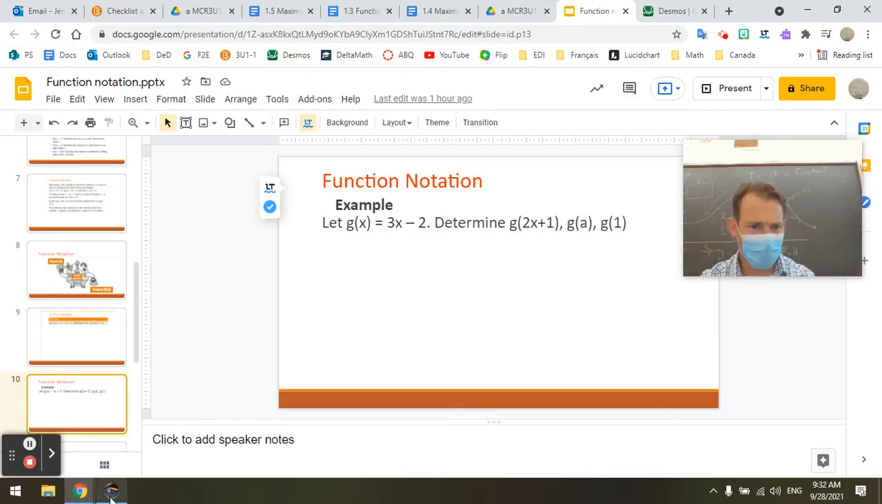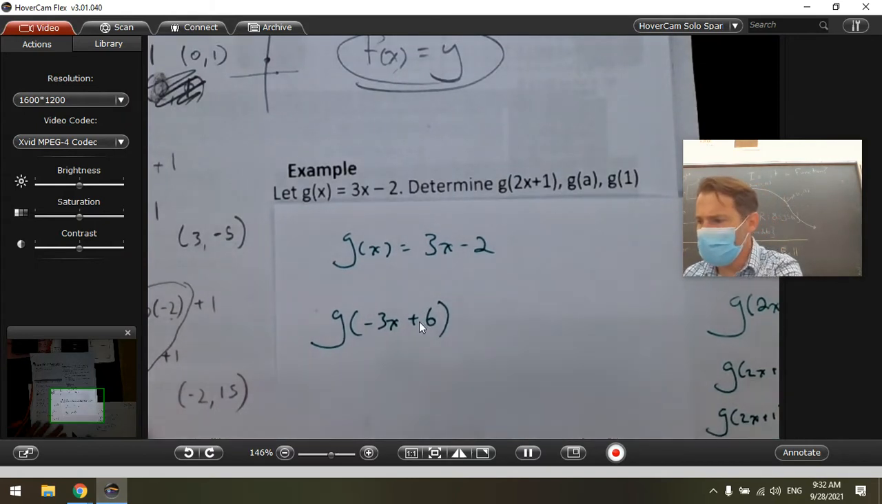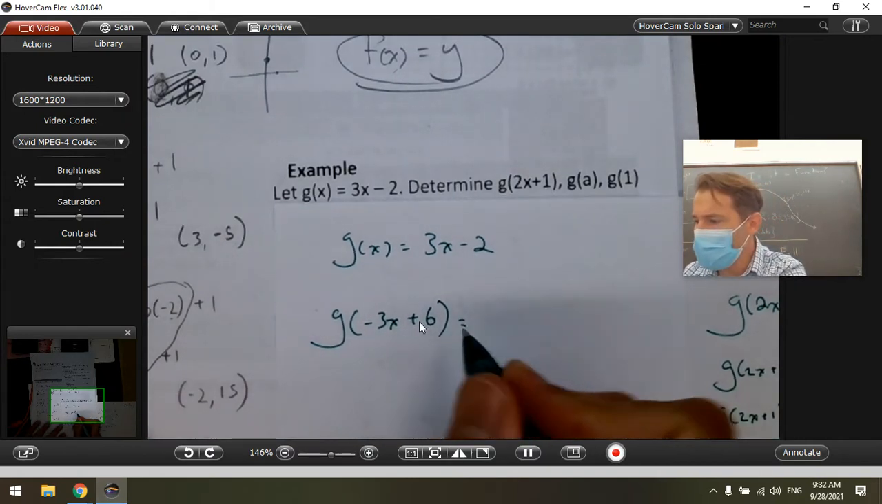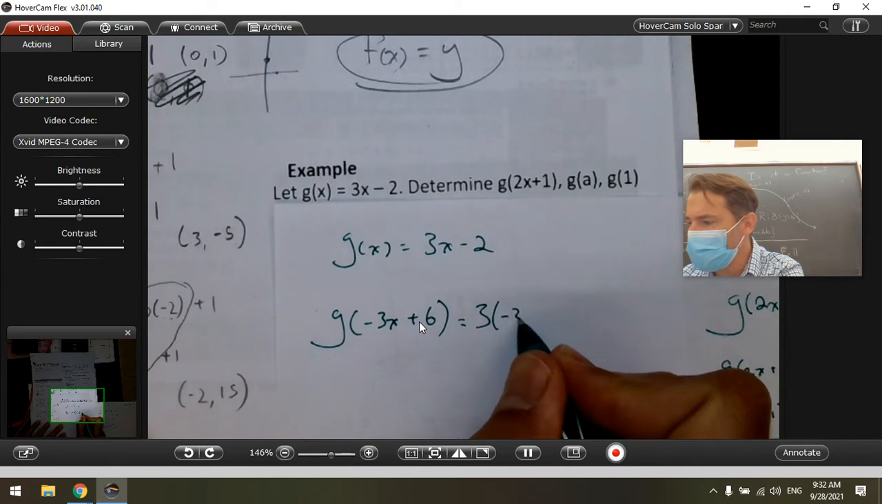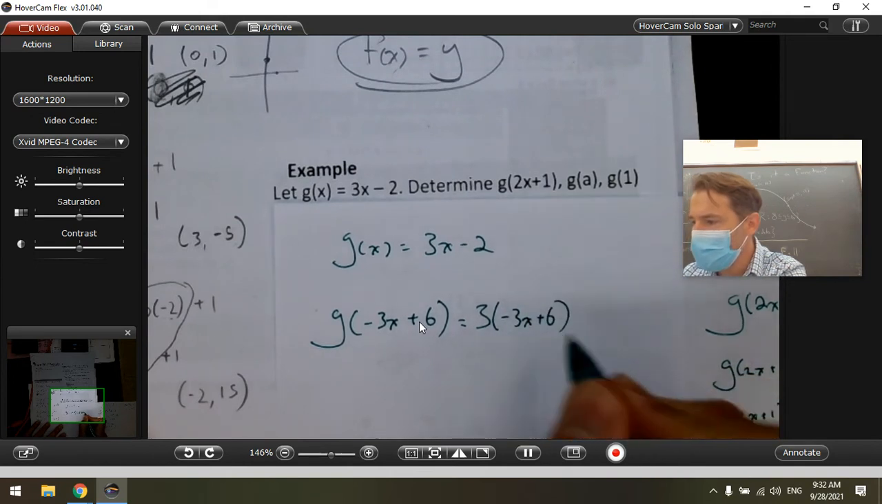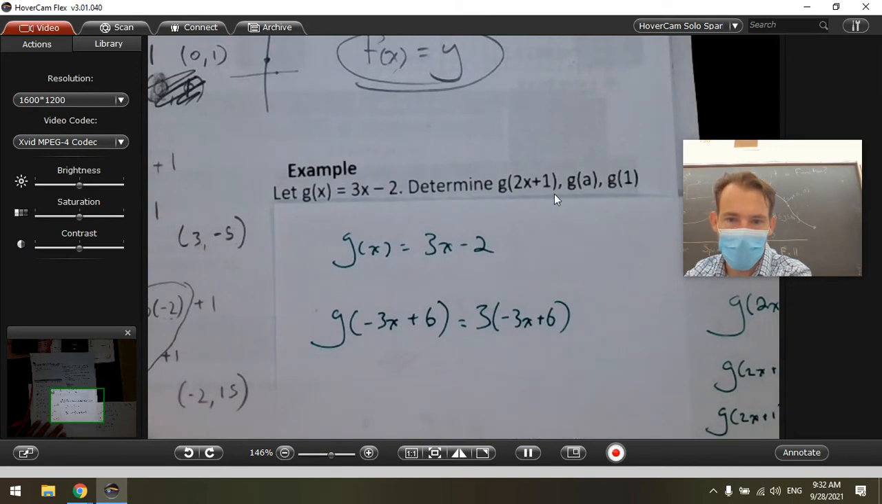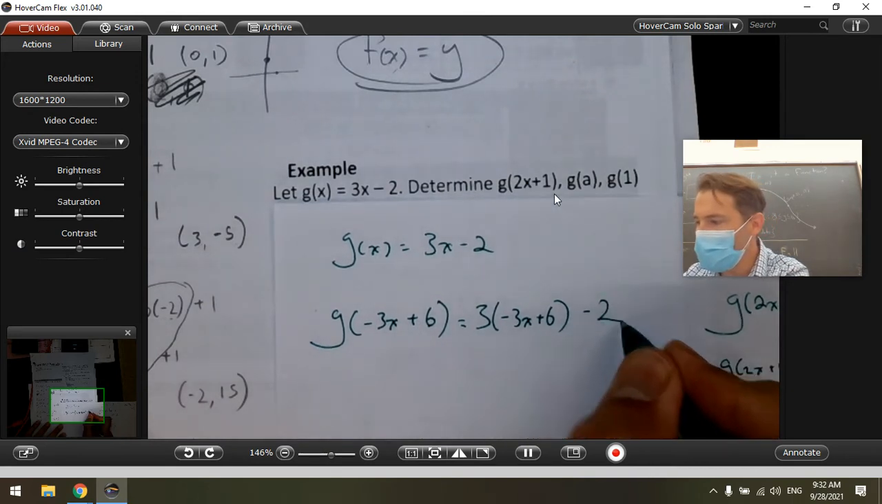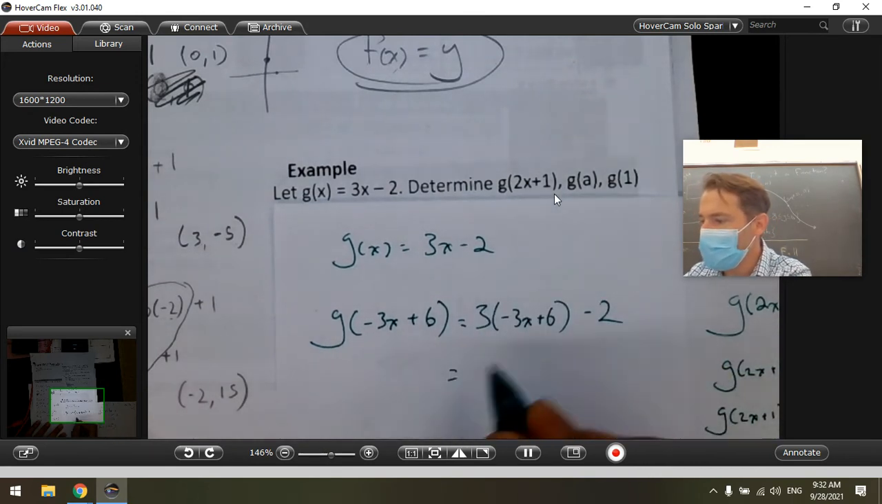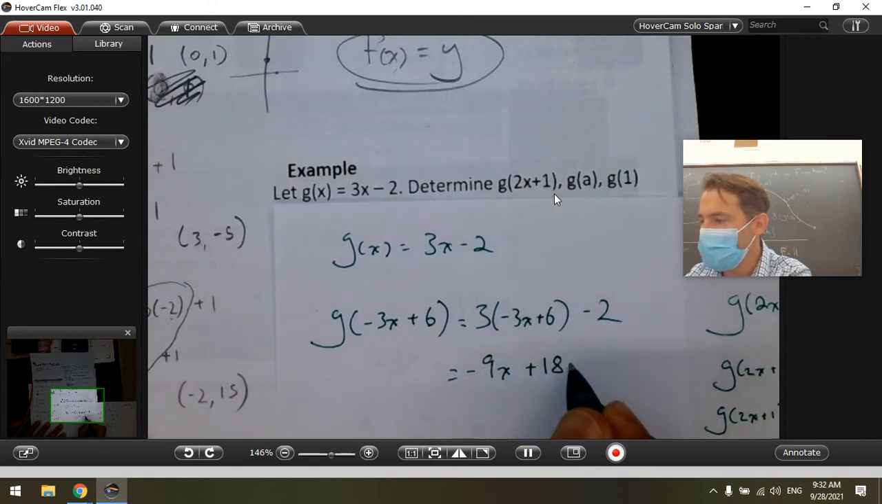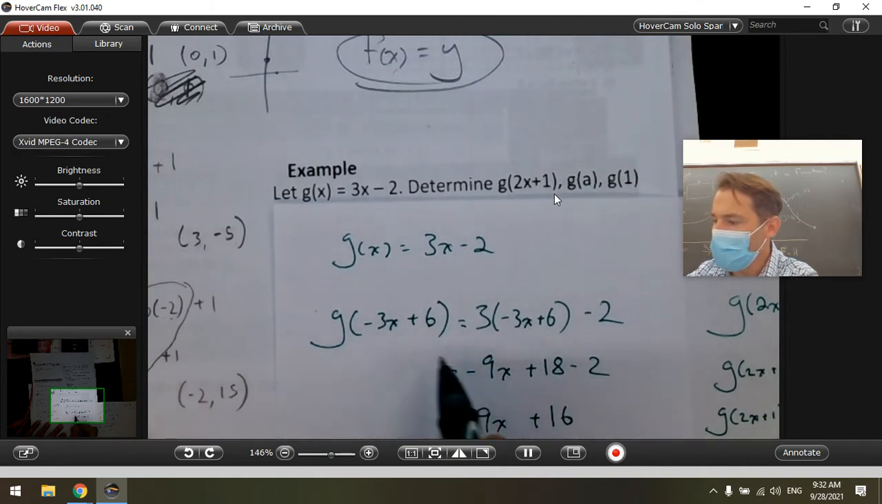All right, this one, we just substitute in. This is equal to 3 at negative 3x plus 6. I just substitute this in for x there. Cool. And then I have to have my minus 2 as well. That's going to come down as well. And that's going to give me negative 9x plus 18 minus 2 equals negative 9x plus 16. Cool. And what is that?